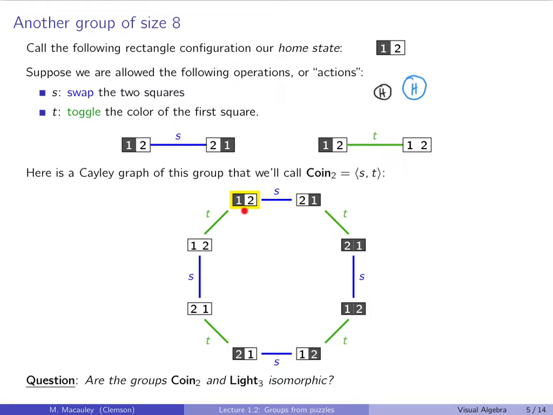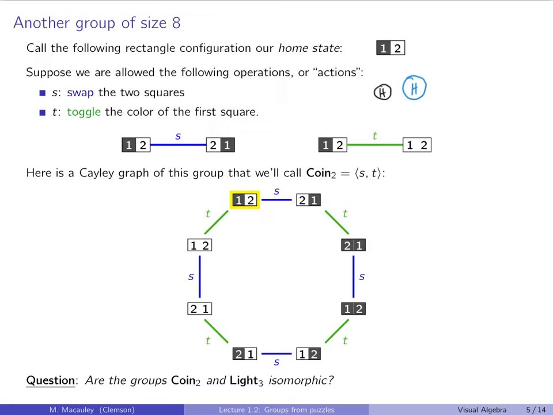We call this our home state. We've seen things like this before. We saw a Cayley graph like this, but it was a hexagon instead of an octagon. So the question I want to ask you is: is this group isomorphic to the 3 light switch group that we saw earlier? You're probably thinking that the answer is no, because that's why I'm showing you this group. And you'd be right. But let's find a property that this group has that the other one does not.